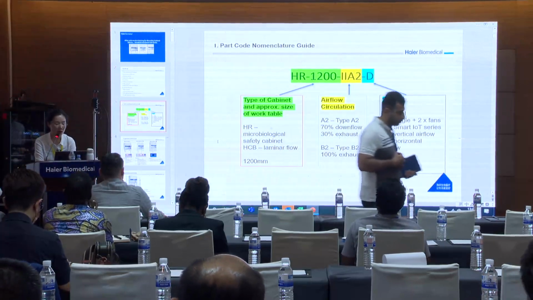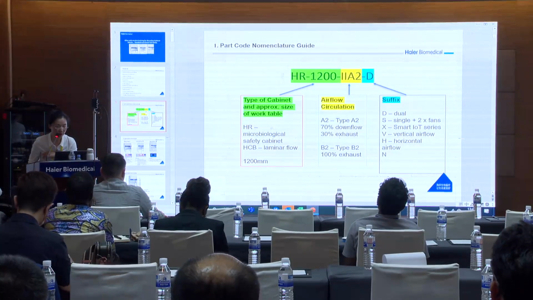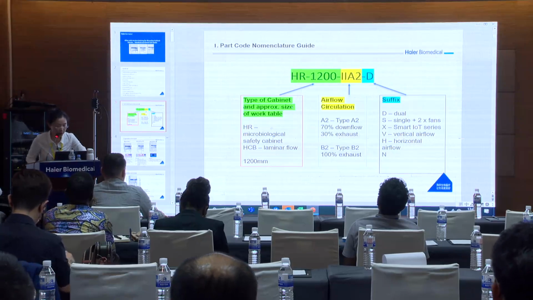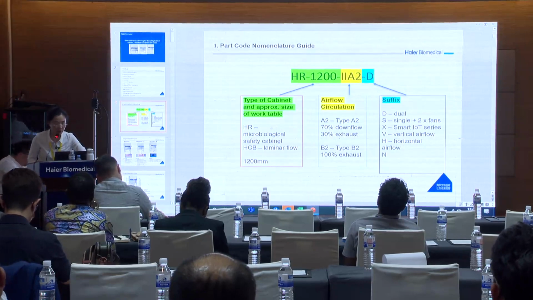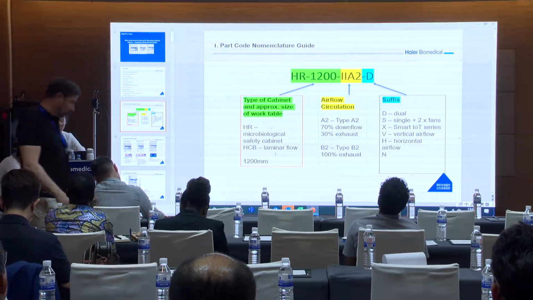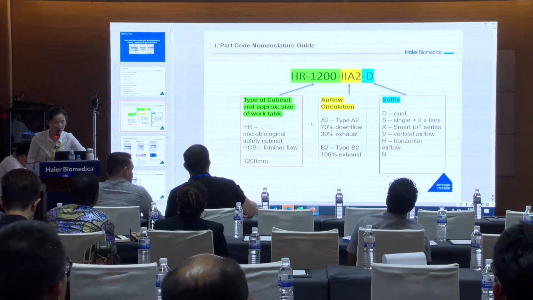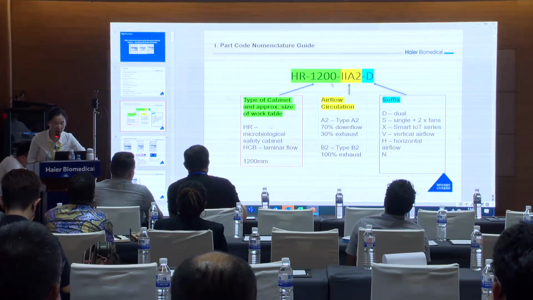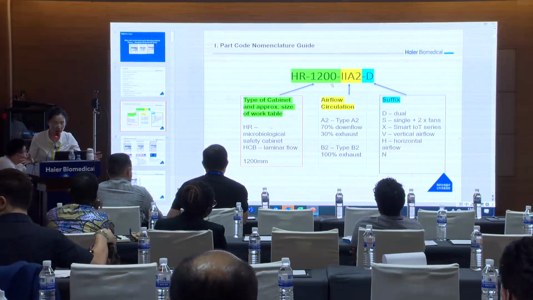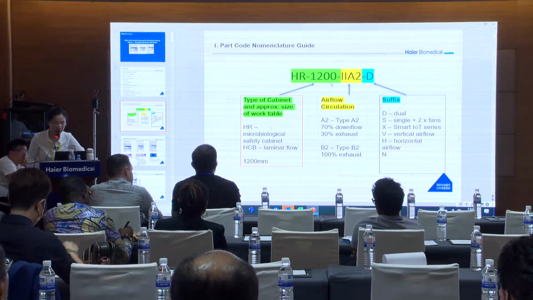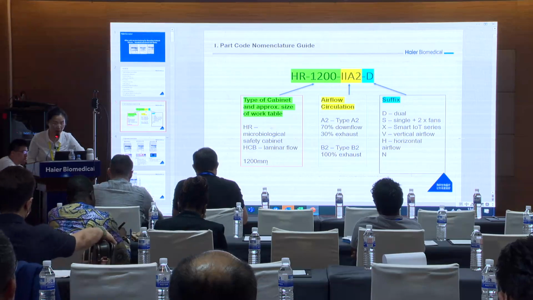So for part code nomenclature guide, we can say HR. HR means microbiological safety cabinet, but HCB is another, not introduced today, is laminar flow. And 1200 means the work table, the work area length is 1200 millimeter.